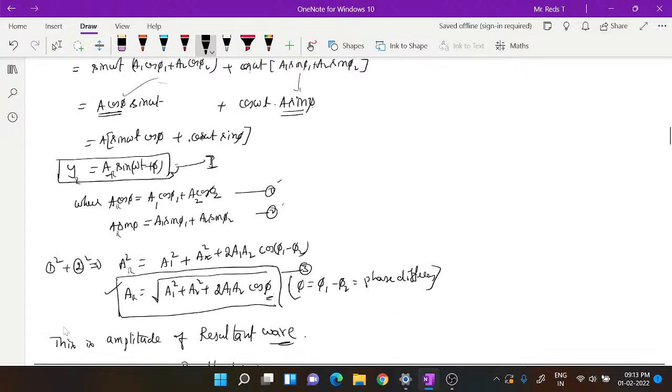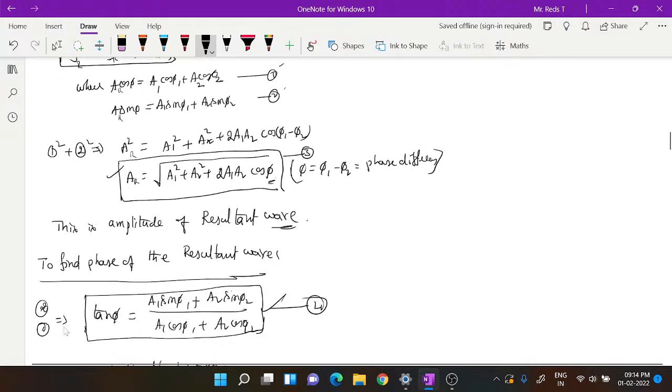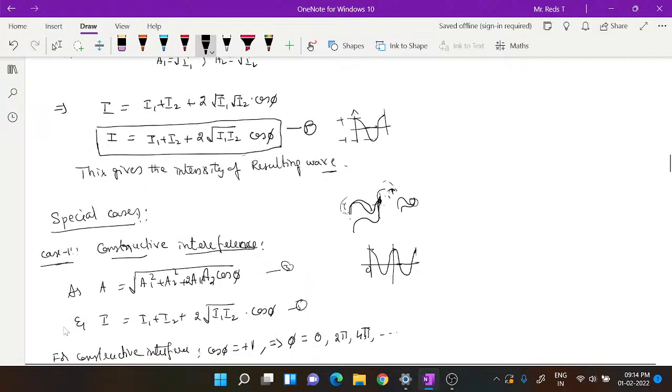So the amplitude of the resultant wave depends on the phase difference. For a particular value of phase difference phi, the amplitude will be maximum, and for some other value it will be minimum. The phase difference for which we get maximum amplitude is called constructive interference. The phase difference for which we get minimum amplitude is called destructive interference.